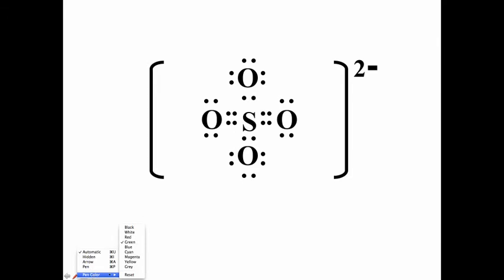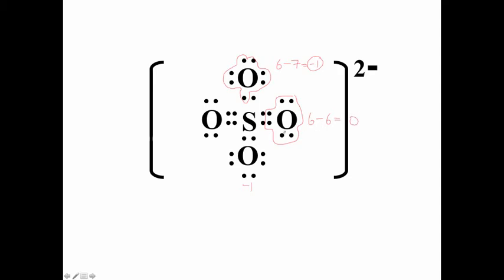And again, let's do the pen thing. So for this one, we count all the lone pairs and half of the bond pairs. So oxygen would normally have 6 electrons. Now it has 7, formal charge of -1. Same for this one, formal charge of -1. And for this one, it would normally have 6 electrons, now has 6 electrons, formal charge of 0.